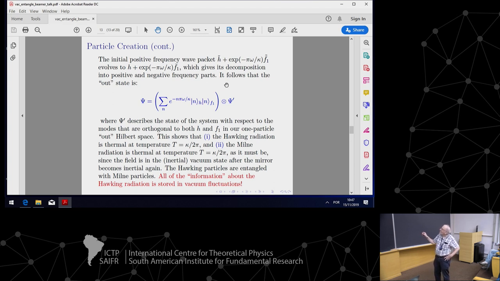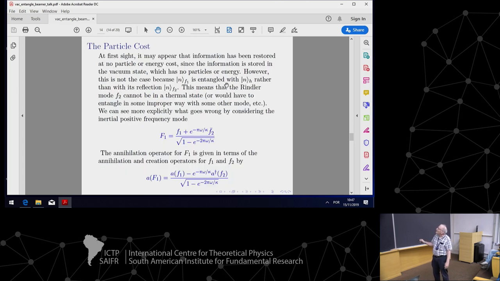Okay, so that's great. So does that mean that we can get out the information? I mean, vacuum fluctuations don't cost any energy. So is this energy free, and do we have to be creating inertial particles in doing this? And what's the whole situation? Well, that's what I want to tell you about in the remainder of the talk.